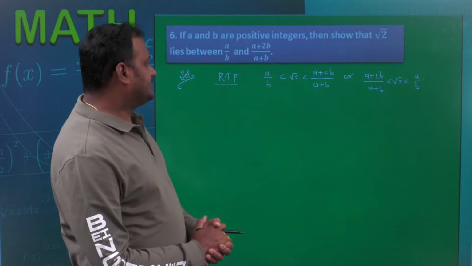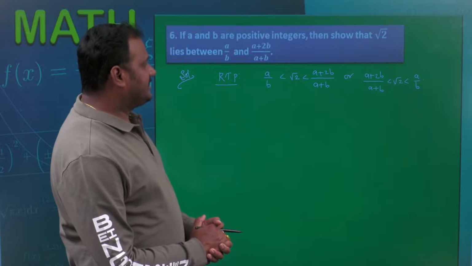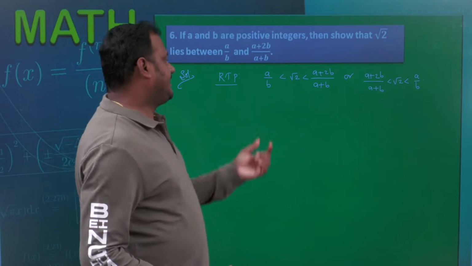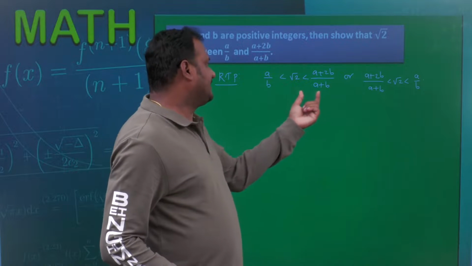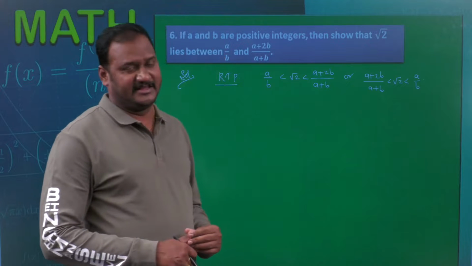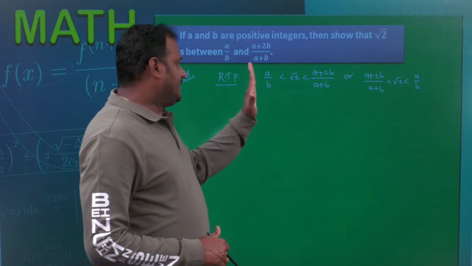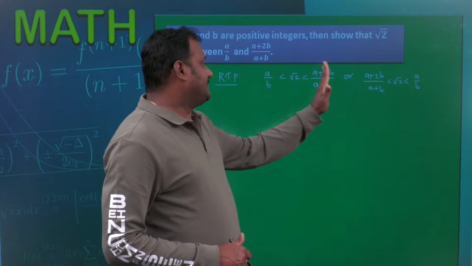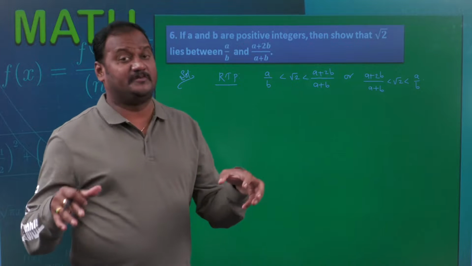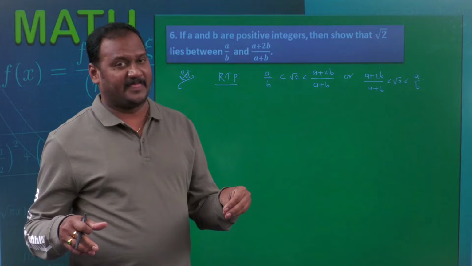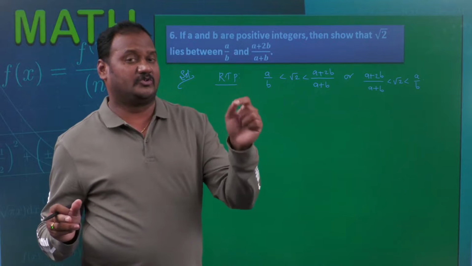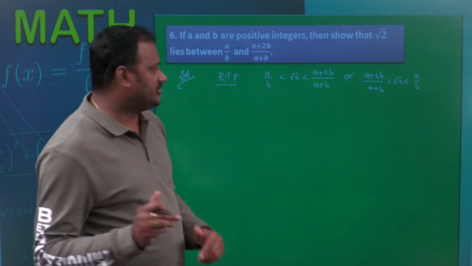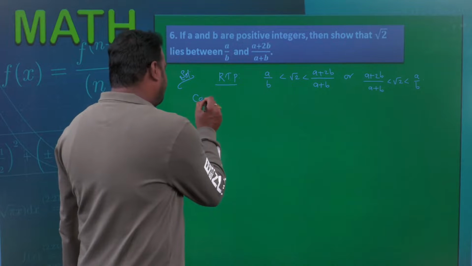In order to prove this, you will have to understand one thing: suppose a by b is smaller than a plus 2b by a plus b, then the difference between a by b and a plus 2b by a plus b should contain the value root 2. So I am going to take the first case.